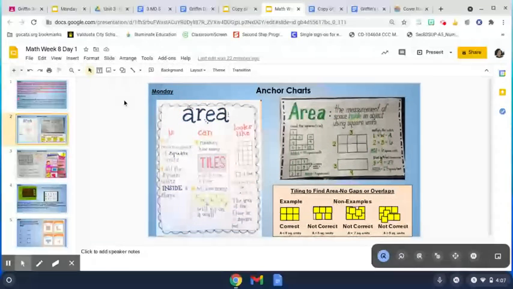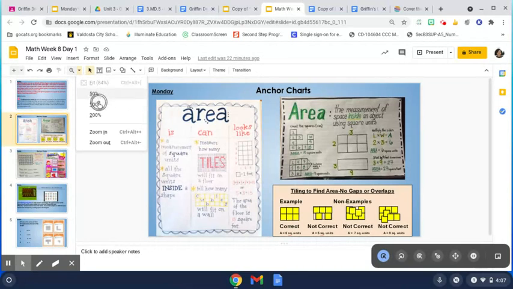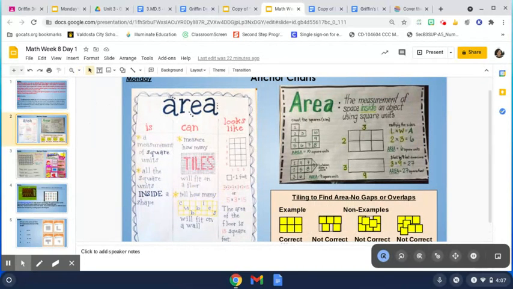Okay, looking at the anchor chart, we see that area is a measurement of square units and all the square units inside of a shape. That is what area is. All the square units inside of a shape. And area can be measured by counting how many tiles. How many tiles will fit on a floor, and area, you can tell how many tiles will fit on a wall. And it looks like this.